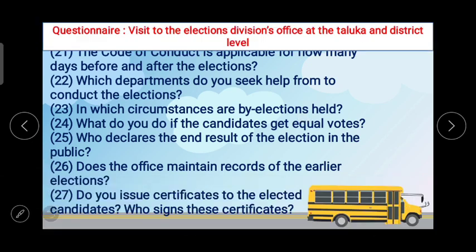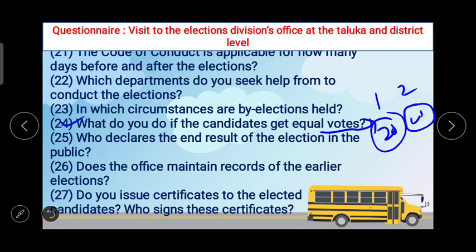Then what do you do if the candidates get equal votes? What do you do if the candidates get equal votes? If two candidates get equal votes, for example 2020, then what is to be done at that time?